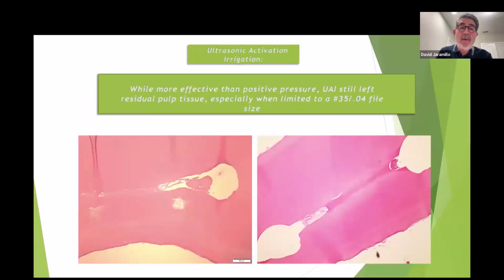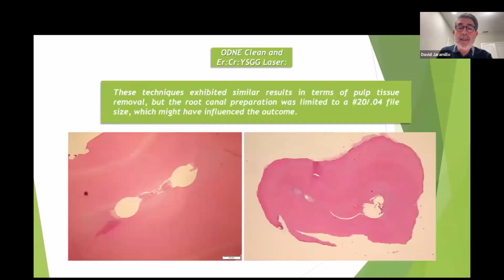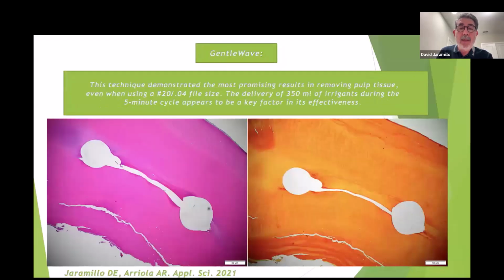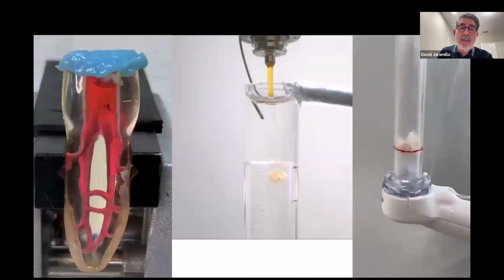Ultrasonic, while more effective than positive pressure, needs to be instrumented at least to the 35/04, so you can vibrate inside. The erbium chromium YSGG laser will leave pulp tissue behind. The erbium YAG laser will also leave pulp tissue behind. And then GentleWave was the technology that left the most clean root canals free of any pulp tissue debridement.